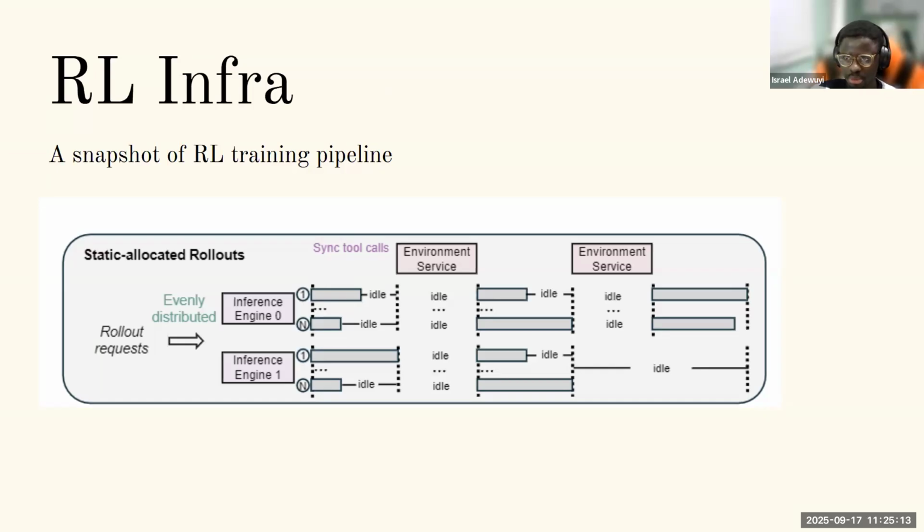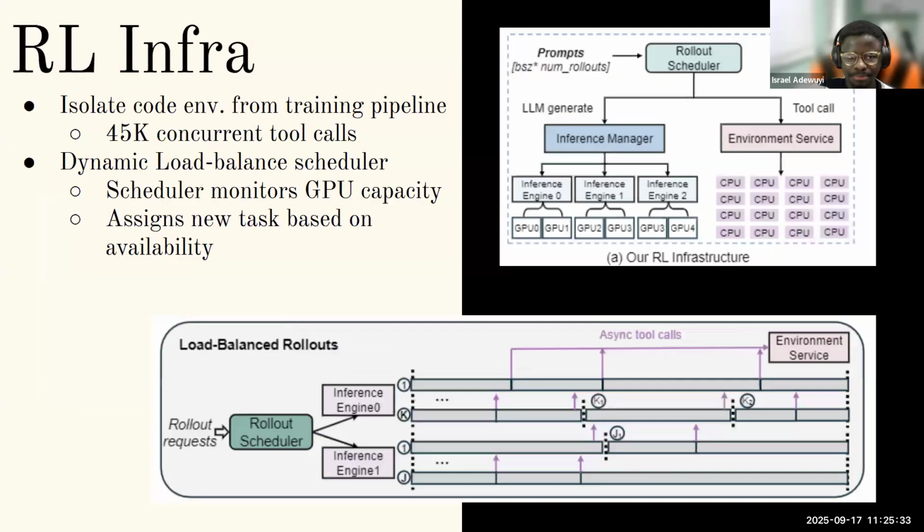So what the authors came up with, I think they came up with about two major things. The first thing is they decoupled the environment from the RL training pipeline, so the execution of tools can run async to the RL training pipeline. You decouple the code environment from the pipeline. They also had the capacity for about 45K concurrent tool calls during a batch.